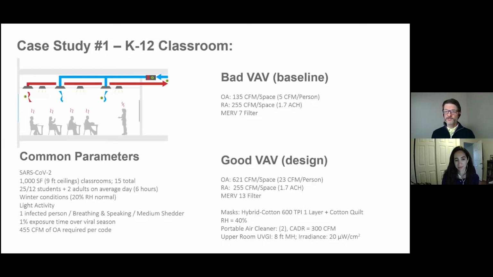We'll also look at what happens if we bump up the relative humidity to 40%. And then I'm also going to look at adding portable air cleaners. And then I'll look at what it is if I add upper room UVGI. We'll look at all these situations to see what the impacts are for this first case study.